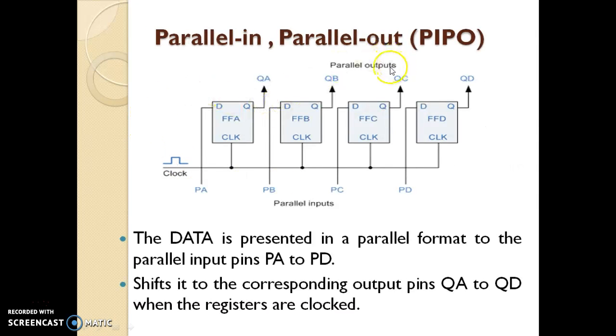Now the last is parallel in parallel out, that is PIPO. In this case, the input is given in a parallel fashion, and in the same manner the output is also taken in parallel. So the output is available at all the outputs of flip-flops A, B, C and D, that is QA, QB, QC and QD, while the input is applied at the inputs PA, PB, PC and PD. So this is how the parallel in parallel out shift register works.